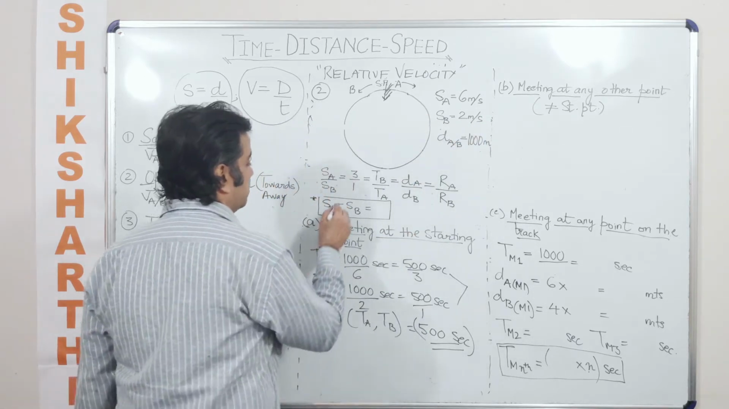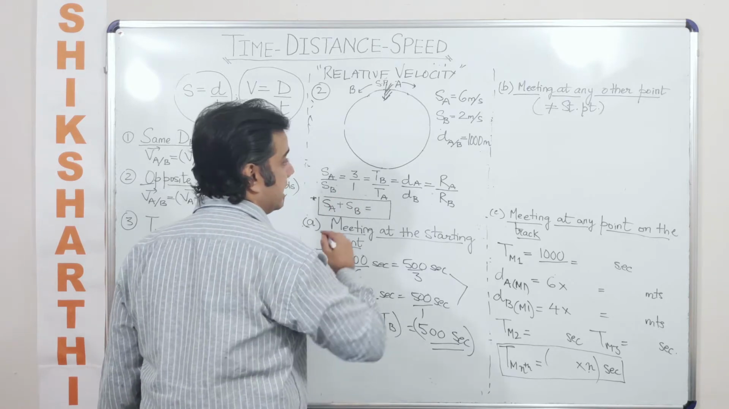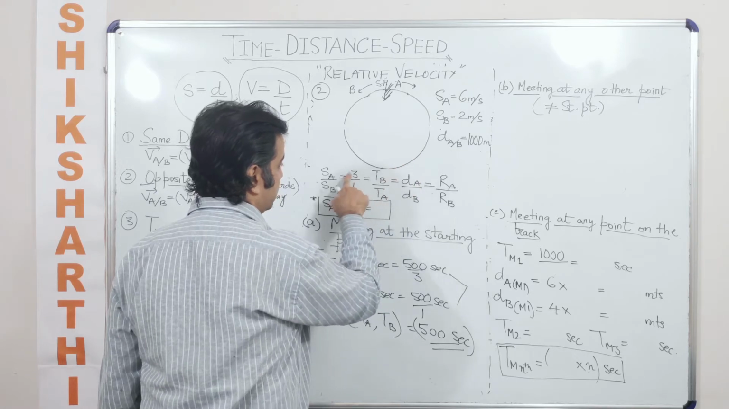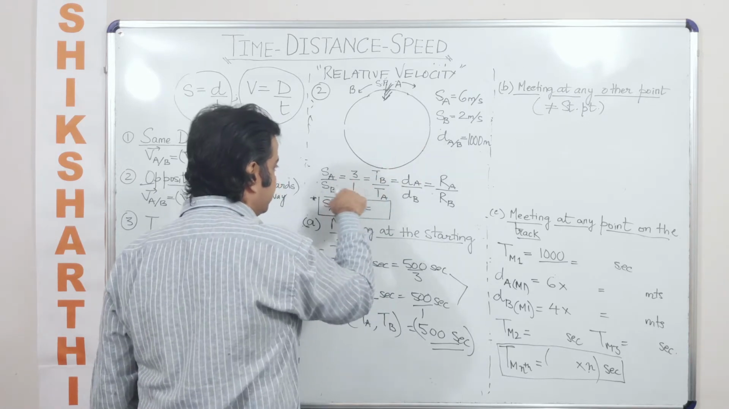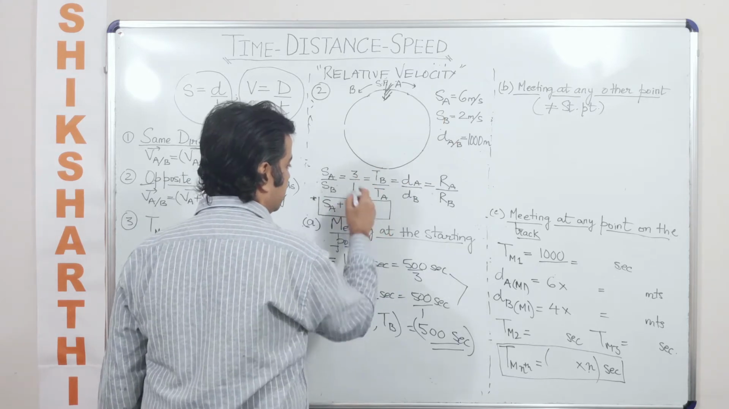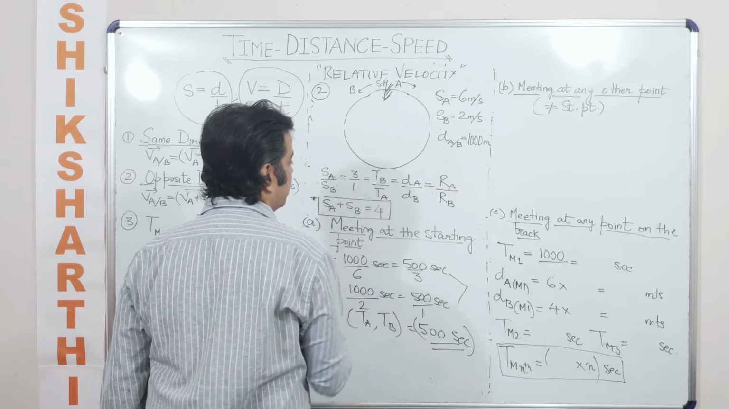Now when there are two objects moving in the opposite direction, what do we do? We add their speeds. So after we have taken their simplest ratio, because the simplest ratio of their speeds is 3:1, we add these two together and this comes out to be 4 units.